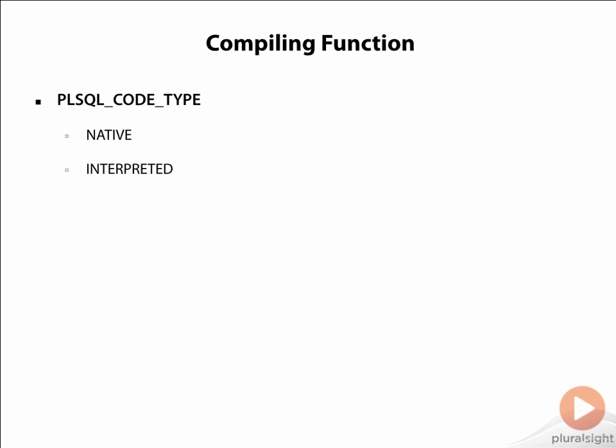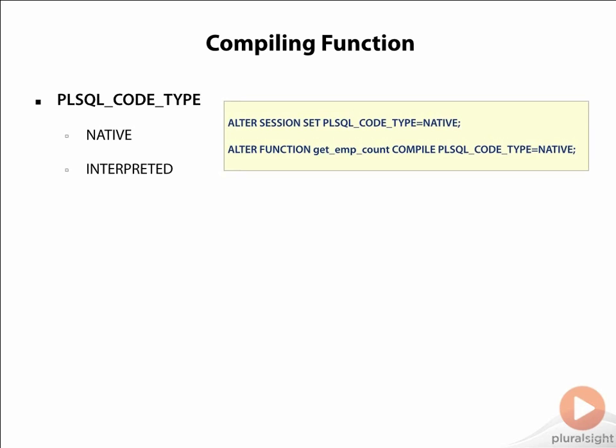Native compilation compiles your code in the native C mode versus the default interpreted mode, which allows the Oracle runtime process to directly run the code without interpreting it, thus improving performance, sometimes considerably. You can set the PL/SQL code type, which controls compilation level, to native using alter session set PLSQL_CODE_TYPE equal to native, and then compile the function as alter function getempcount compile PLSQL_CODE_TYPE equal to native to compile it in the native mode.